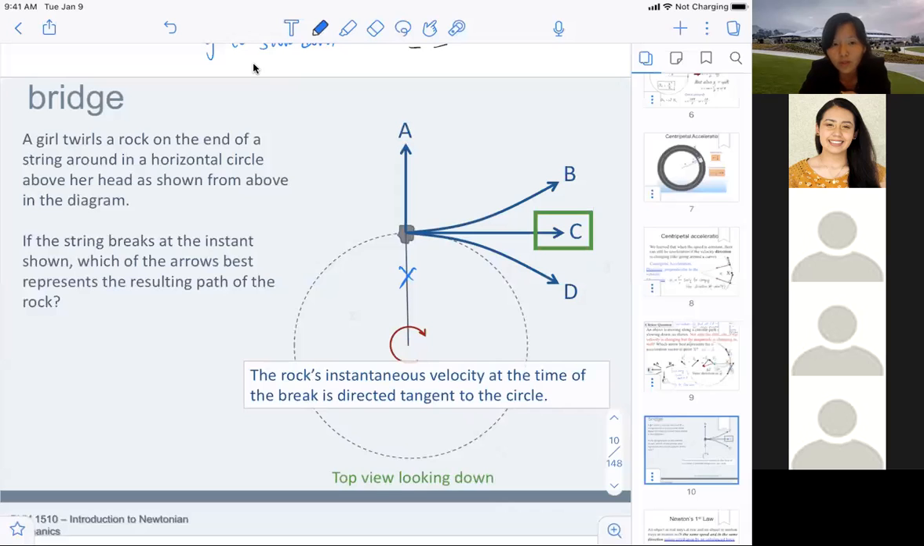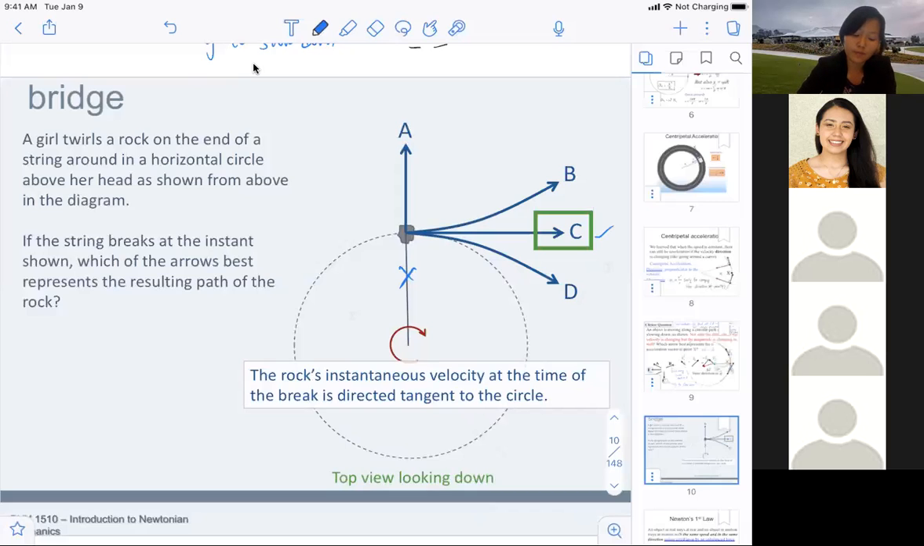From the top view, in real life, we know where the rock will go, right? It's flying, it has this horizontal velocity, but at the same time you have gravity pulling it down. So it's just going to fall down that way, in a parabolic curve. But if you're looking from the perspective of the top view, you don't really see the falling down because you're looking down, right? You only see that it's changing in the horizontal direction. So that path is best represented by choice C.